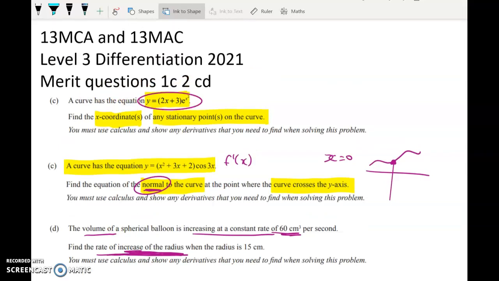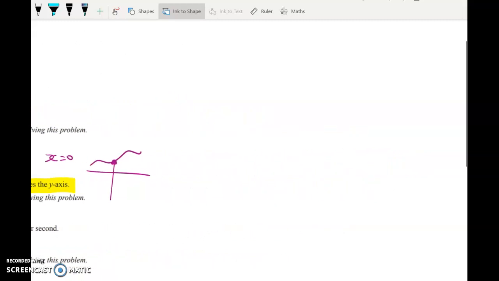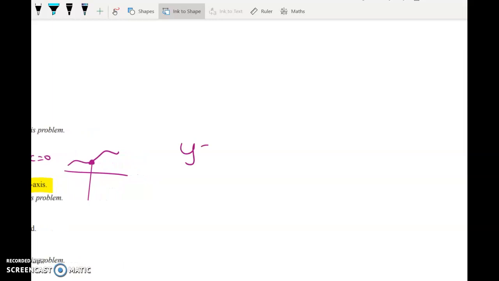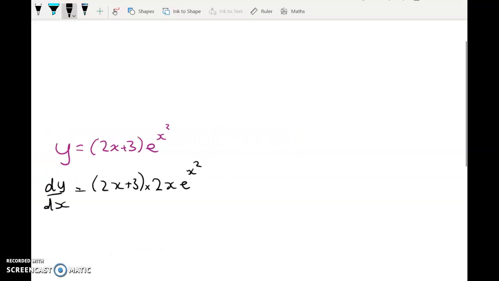The first one, we need to differentiate this, so we're going to have to use the product rule and the chain rule. Right, so starting off, we've got y equals (2x plus 3) times e to the x squared. dy by dx will be (2x plus 3) times 2x e to the x squared. So this is now doing the product rule and then the chain rule on here, plus the other way around, the derivative of this one, which is 2, times this function here, e to the x squared.